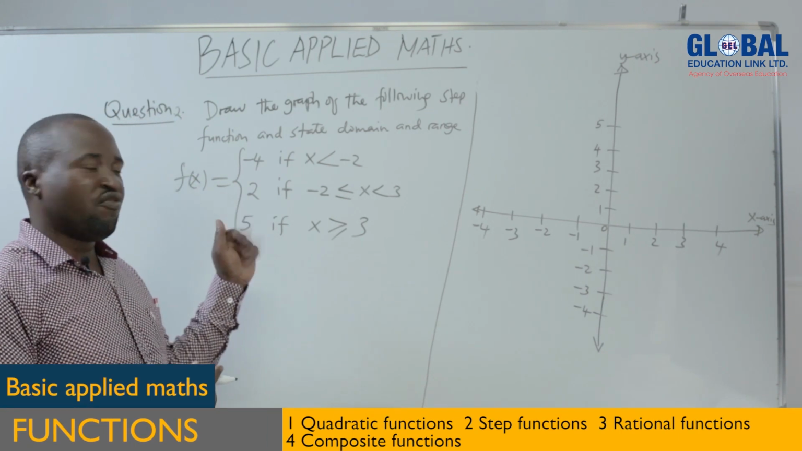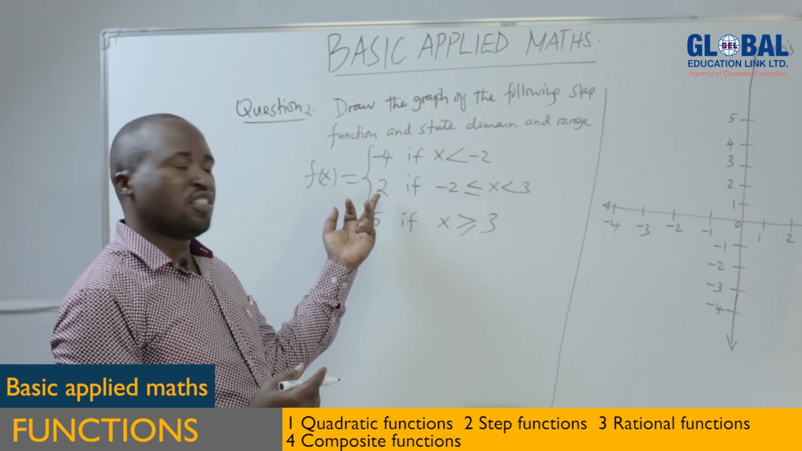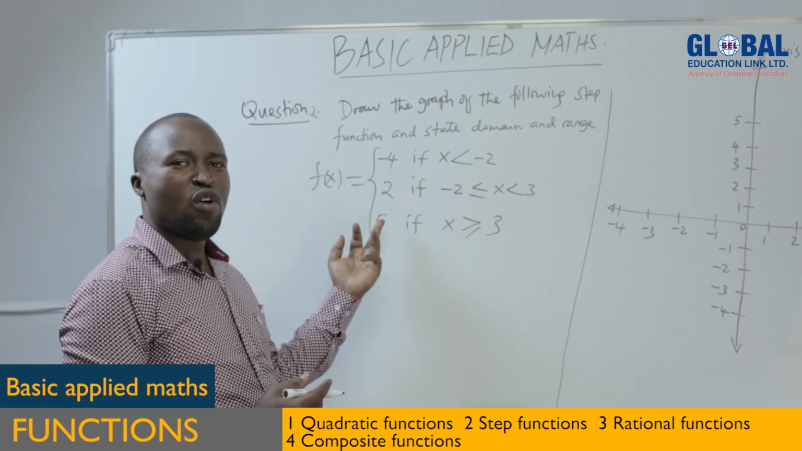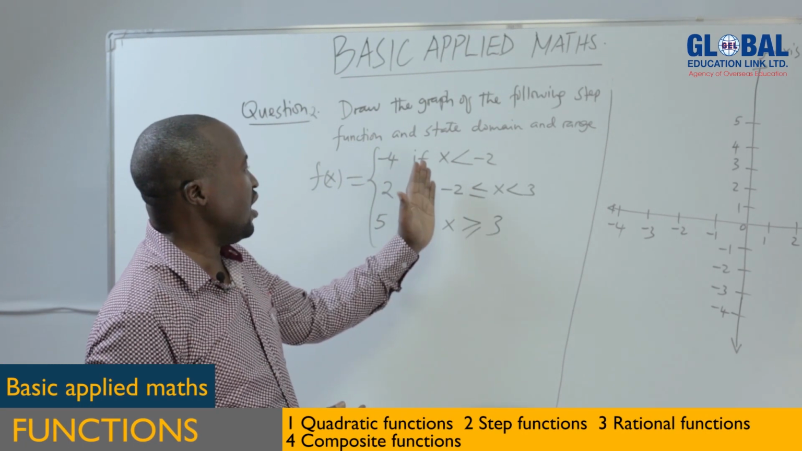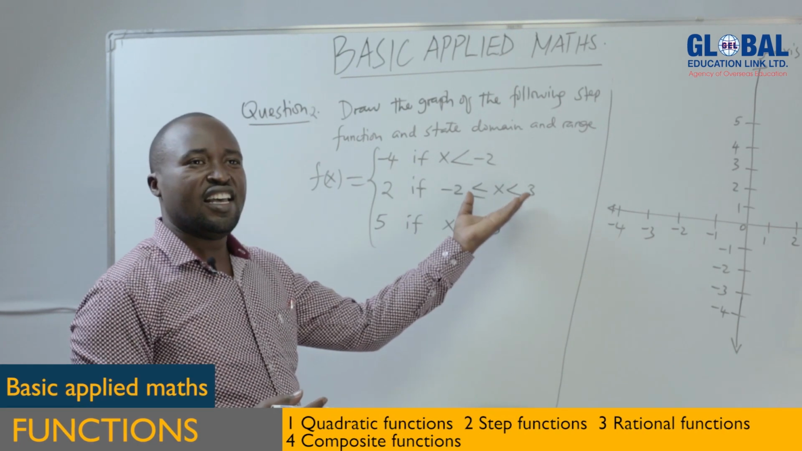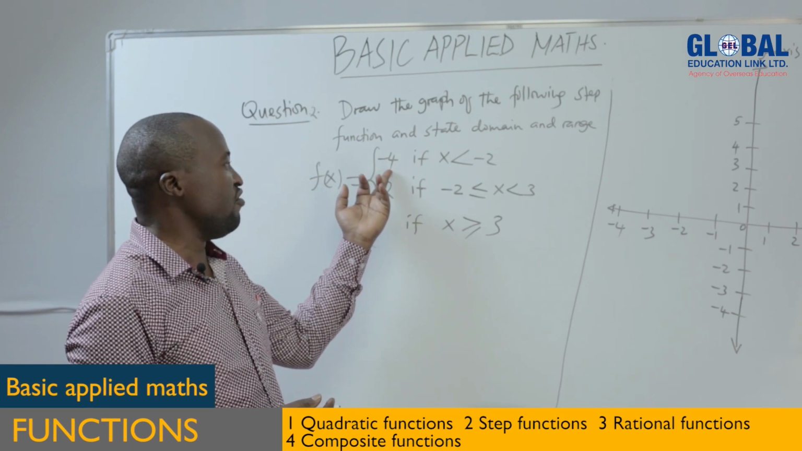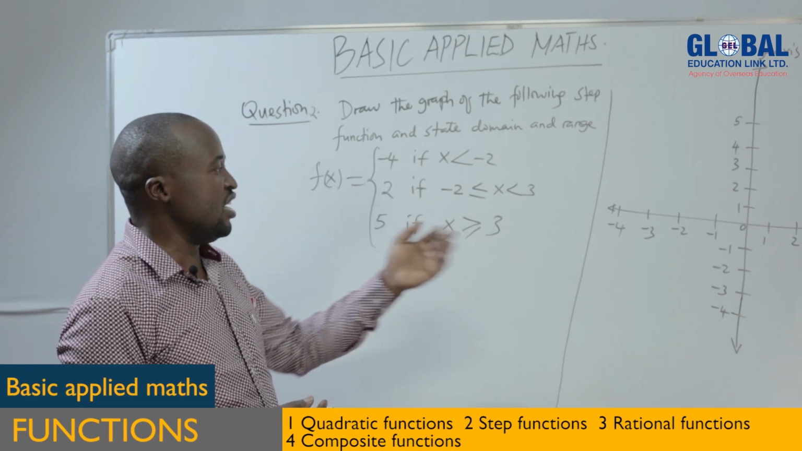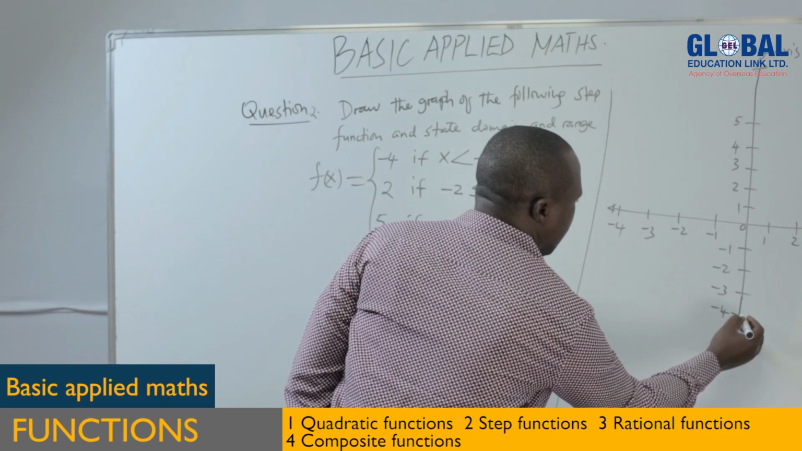Now remember, in this step function, the first entries, which are -4, +2, and 5, are y values, or what we call range. And of course the second values are x values. Now starting with -4, this is a y value. So where is -4 on our x and y axis? Here we have -4, it is this one.